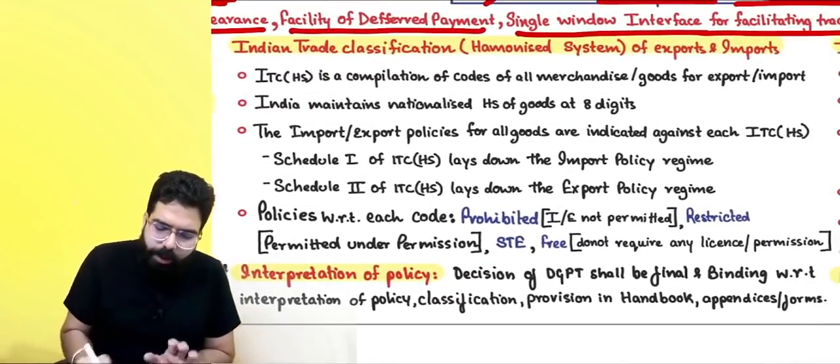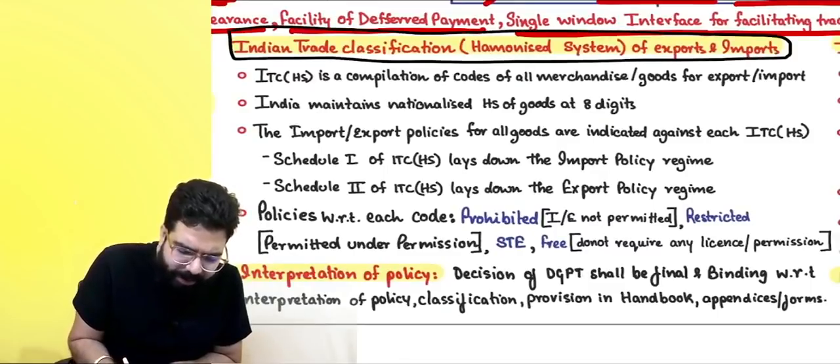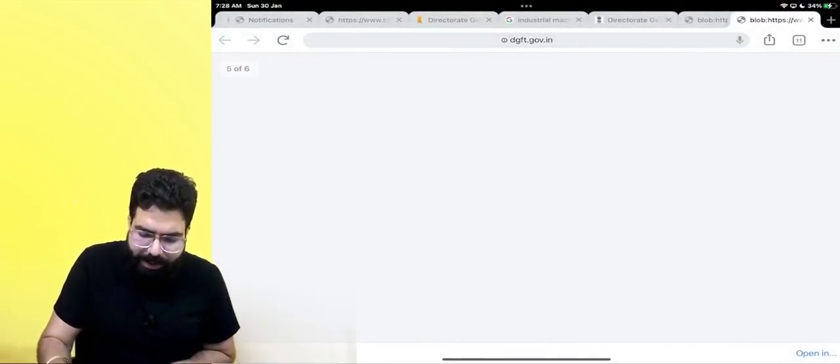Next. Sir, what do you mean by Indian Trade Classification, Harmonized System of export and import? See over here, everyone. I am showing you the Indian Trade Classification.